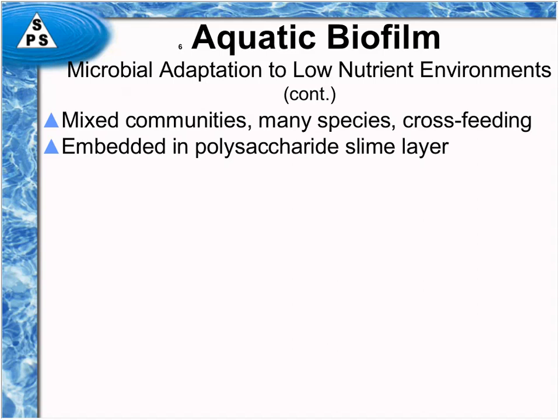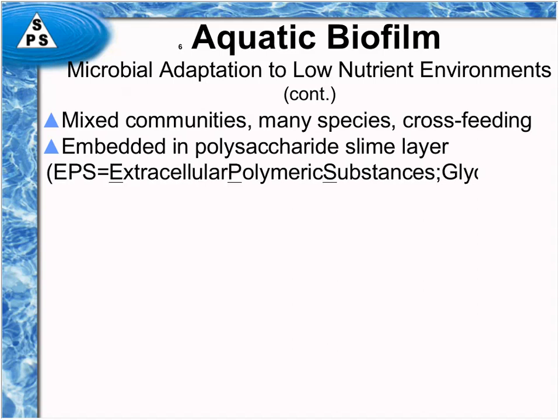Typically, the percentage of cells to slime is about 15% cells and 85% slime. So that means there's a whole lot of slime and not too many cells. Although you can have thousands and thousands of cells, you can imagine how much slime you have associated with that. The slime is sometimes referred to as extracellular polymeric substance, or EPS, also sometimes referred to as a glycocalyx.